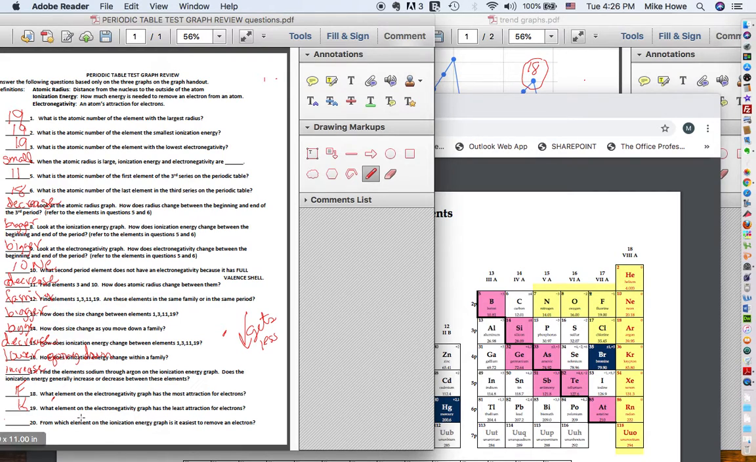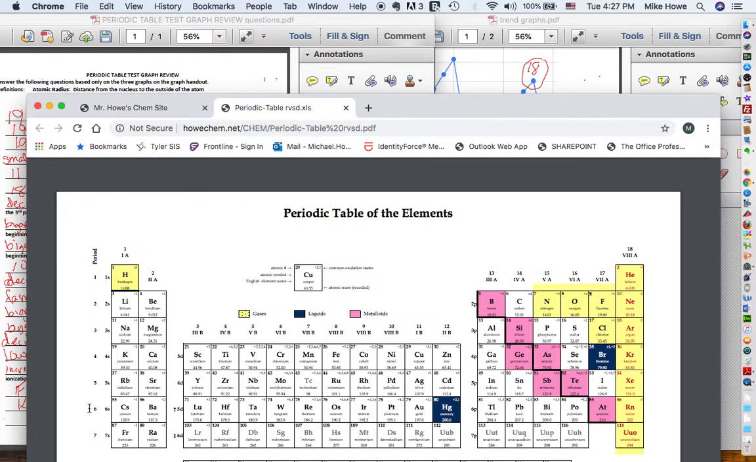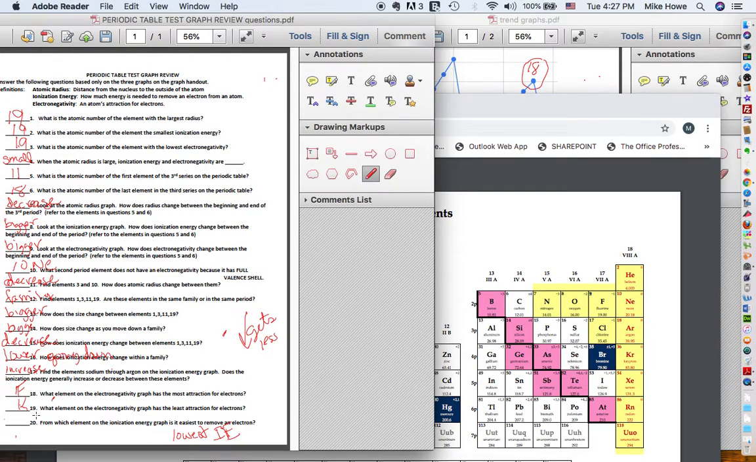Now, from which element on the ionization energy graph is it easiest to remove electrons? That means it would have the lowest ionization energy. So you go back over here to the ionization energy. Which one has the lowest? It's this element right here. That's number 19. Back over here, remember number 19 is potassium. Go back over here, put a K right there. All right, that's the end of the questions.